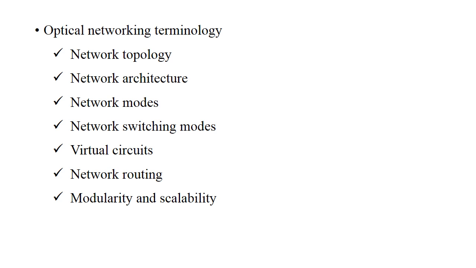Let us start with the first one, optical networking terminology. So these are the various terminologies that we are going to discuss: network topology, network architecture, network modes, network switching modes, virtual circuits, network routing, modularity, and scalability. Now let us take one after the other, starting with the first one, network topology.